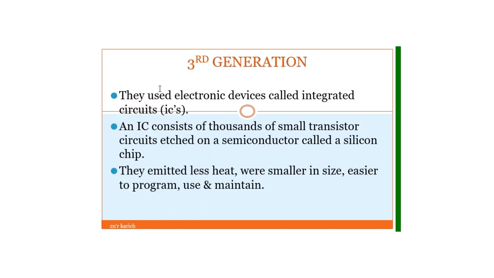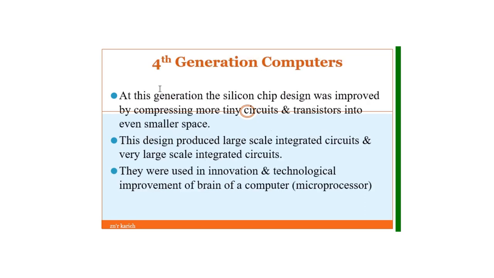The third generation computers used electronic devices called integrated circuits. The ICs consist of thousands of small transistors attached to a semiconductor silicon chip. They were much smaller, and this is where the first microprocessor was made.